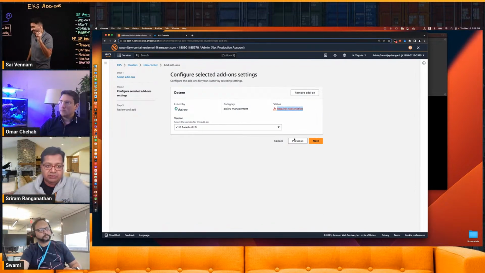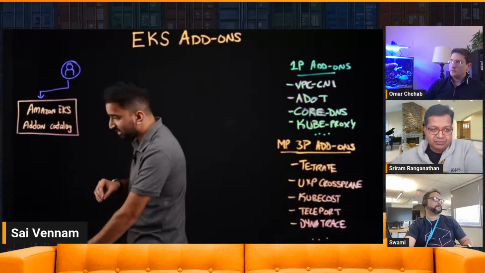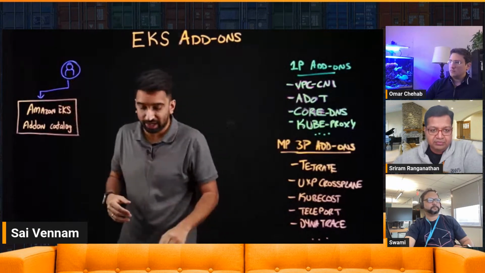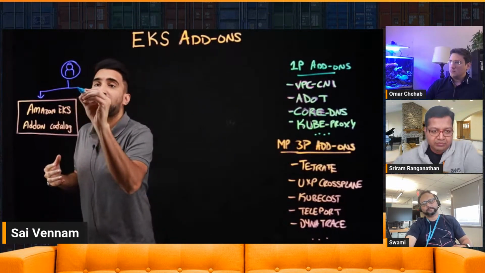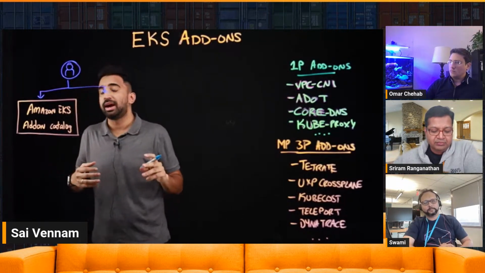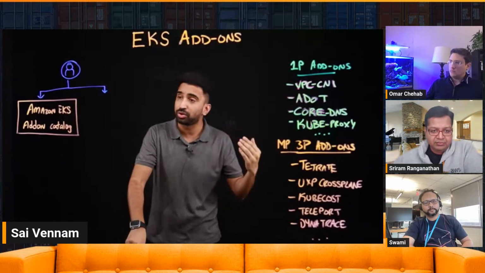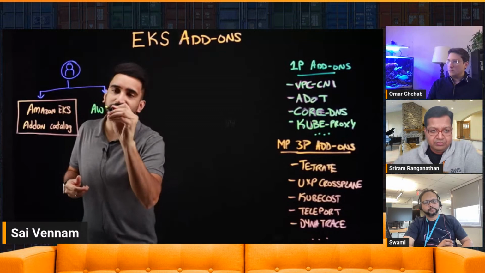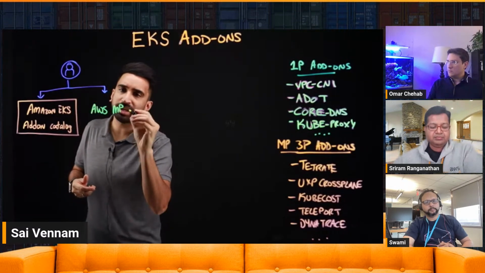Okay, that's actually perfect, Sriram, because that's the next piece I wanted to get into. Without jumping into the demo with Swami right now, let's quickly jump back to the diagram. We talked about how users can discover these add-ons in the add-on catalog, but there's that other option as well, which is discovering it through the AWS Marketplace. And now these are going to be a little bit different, right?